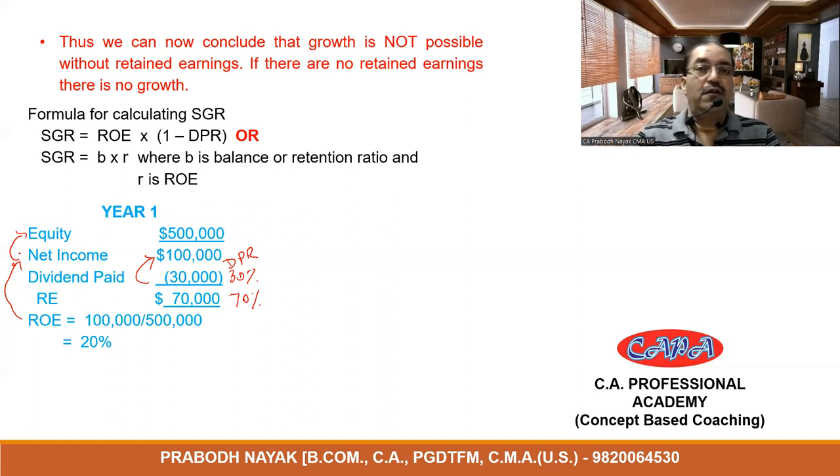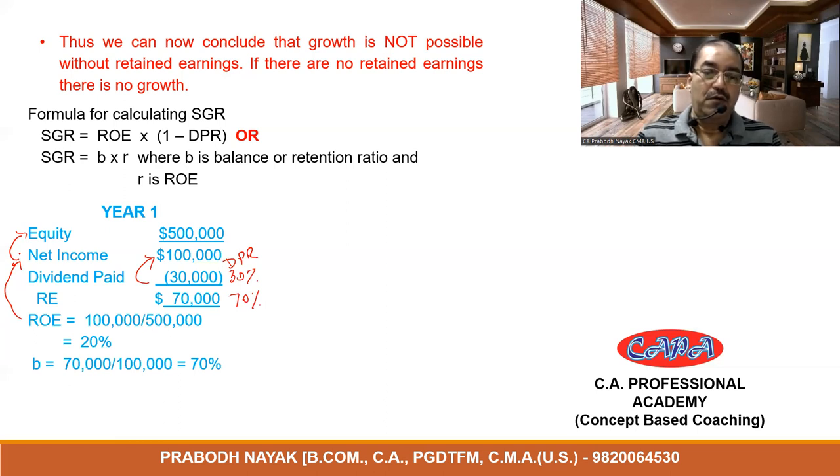If you have invested, let us say, 1 million, in that case, if you are getting a net income of 100,000, that is 10% returns on equity. Okay? So, returns on equity is net income divided by equity invested. B is equal to balance.